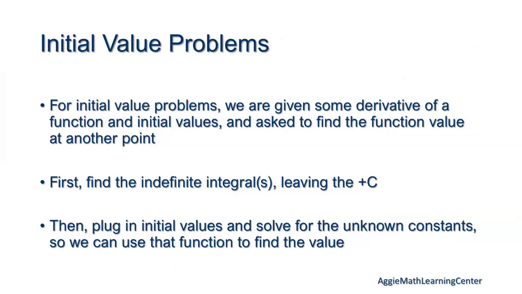Cool. So initial value problems are what we do when we want to solve for this plus c. We're given some sort of base information, some sort of derivative, and we want to find its antiderivative. Then we have some sort of initial condition that we can solve for to find out what that plus c originally was. So first, we have to find the indefinite integral, and then find the plus c, and then we set it equal to whatever we're plugging in that function at some point. We set it equal to what it is equal to, and then we solve for c.